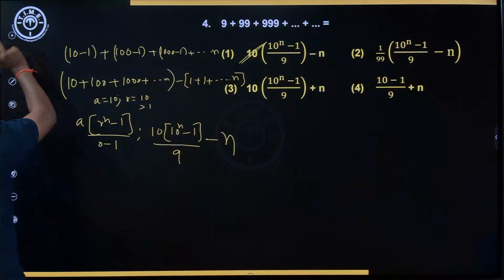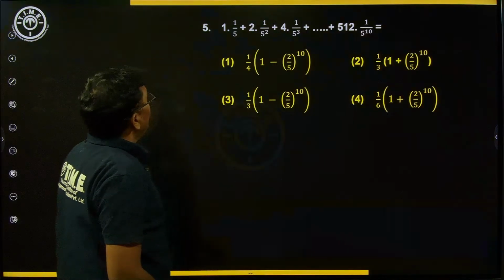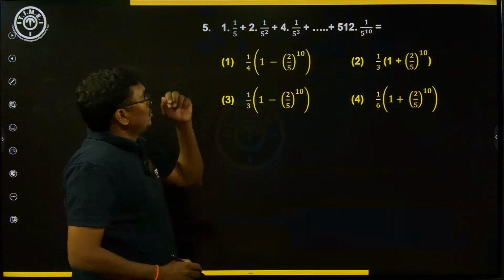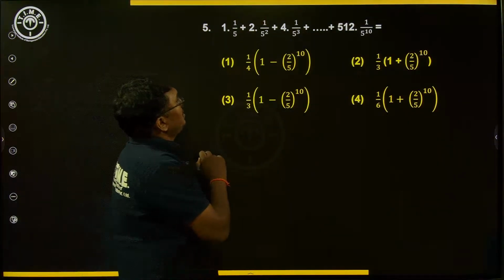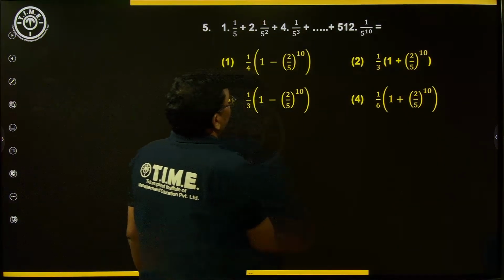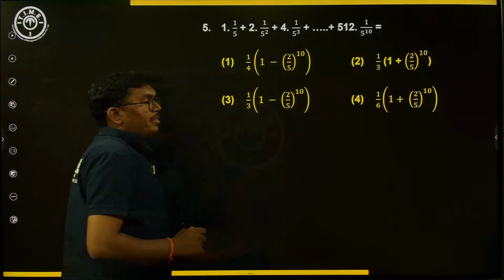Next, question number 5. So 1 into 1 by 5 plus 2 into 1 by 5 square plus 4 into 1 by 5 cube plus and so on, plus 512 into 5 power 10.